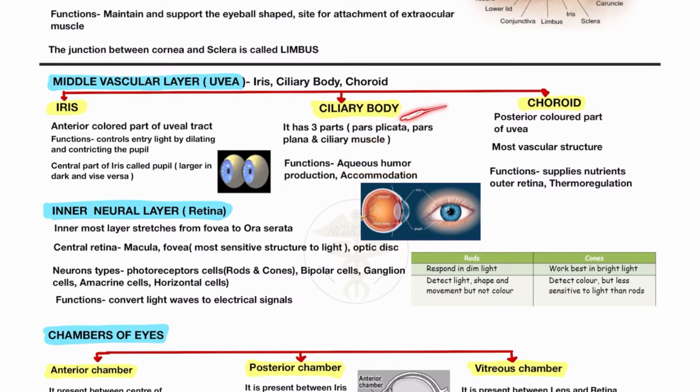This is the second part of the eye, called the ciliary body. Here you will also see the ciliary body, and it has three parts: pars plicata, pars plana and ciliary muscles. The last part is the choroid. It is the middle vascular part of the eye, and it is the posterior colored part of the uvea. Here you will see the posterior colored part.